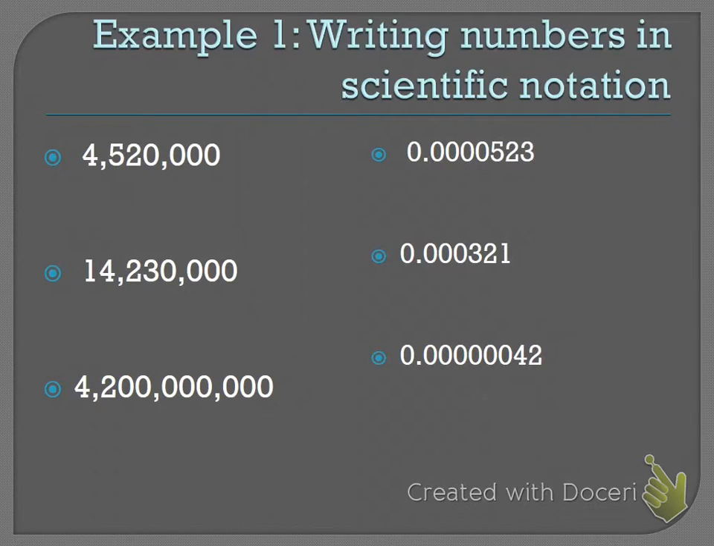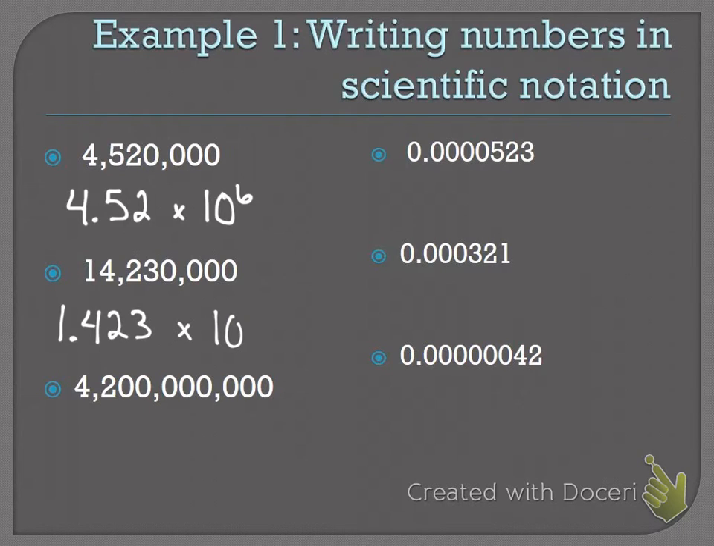Times 10 to the what? Do you agree with her? 10 to the 6th? Yes, she is right. Right? So what is going to be my decimal value for this second number? Aliana. Very good. 1.423 times 10 to the what, class? To the 7th power. Why? Because that's how many decimal places I moved it to get to my new decimal value.